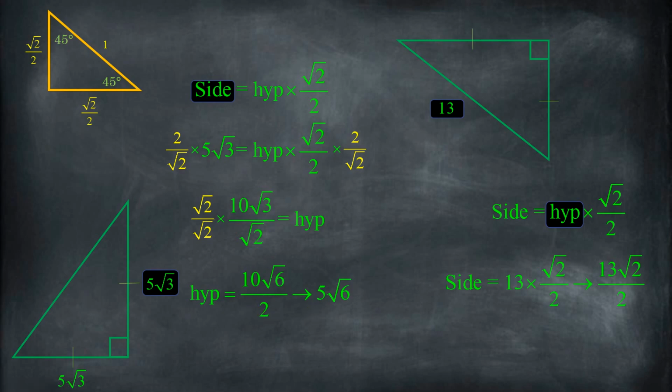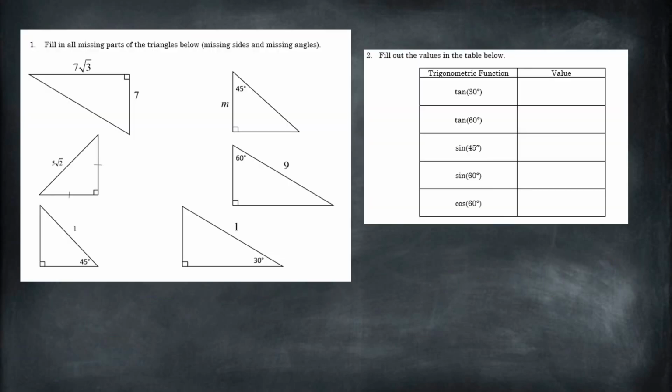So the key idea is you have to first identify, if you're not using a calculator, most likely the triangle is going to either be a 30, 60, 90 or a 45, 45, 90. You have to identify which one it is, make sure you know, and then just set up your equation and then solve it and you're done. So here's the practice problems.